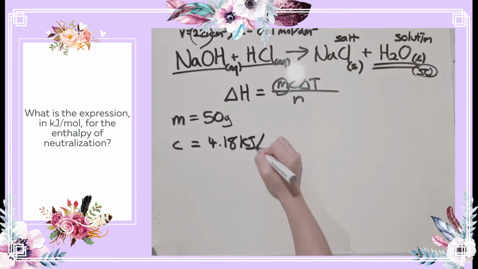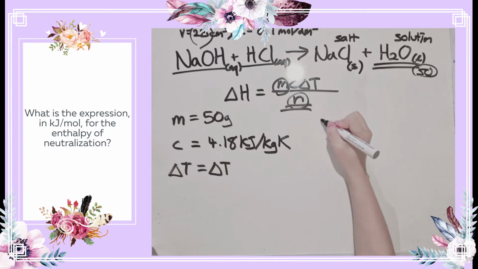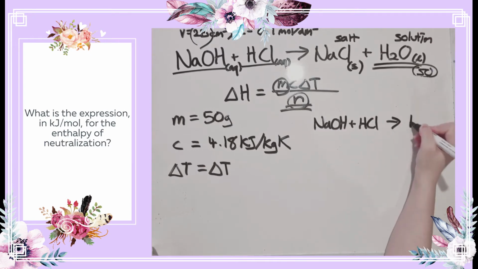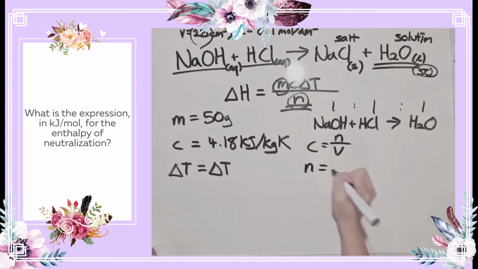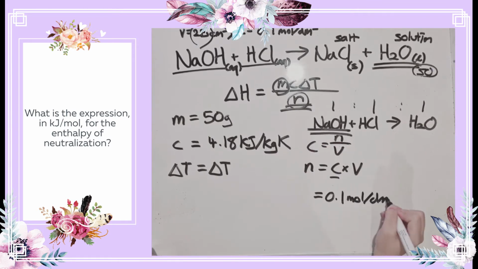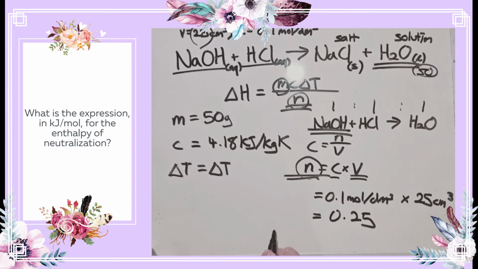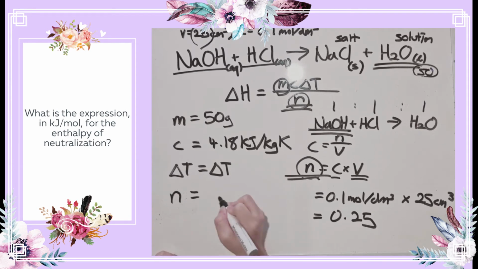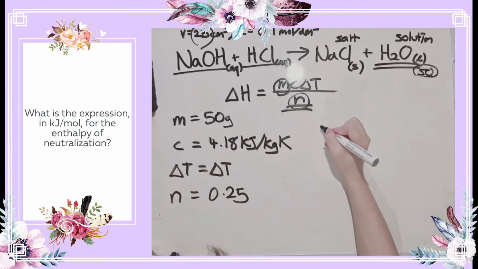And we're also given that specific heat capacity is 4.18 and delta T is expressed as delta T. Now finally, the mole. To find mole, we need to know how to do stoichiometry and how to use the concentration formula. We know that concentration is mole over volume. We can rearrange this to mole is equal to concentration times volume, which is 0.1 times 25. And as the mole for sodium hydroxide is 0.25 and the stoichiometry ratio is 1:1 to water, hence the n for this question is 0.25.